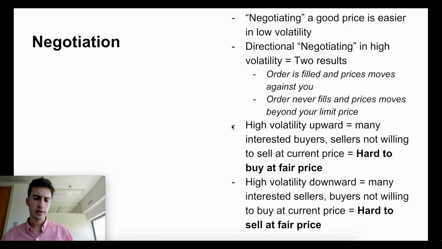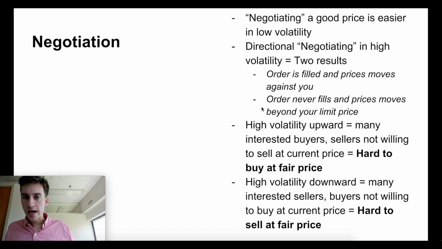Another thing that can happen is that you continue to put a bid up higher and higher, but your order never fills and price just moves beyond your limit price. So these two situations aren't great, and that's why we typically don't want to try to buy during a period of high volatility upward. We don't want to try to negotiate where we're just putting a limit buy order higher and higher and higher in a very fast moving uptrend.